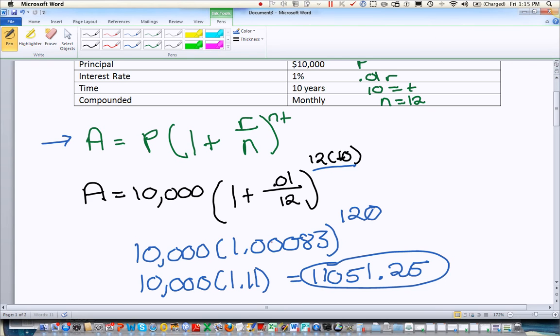If you round that 1.00083 to the number 1, you're actually going to come out with $10,000 at the end, which is not what we want. So what we want to do is keep all those decimal places in there just like I showed you.